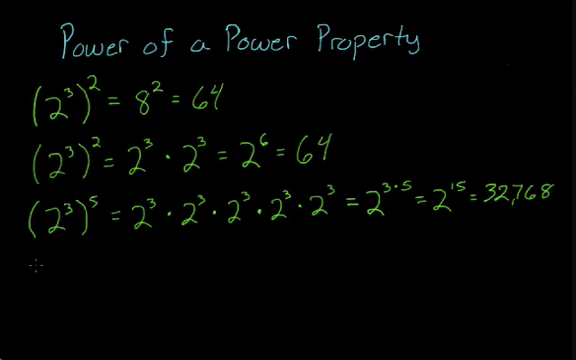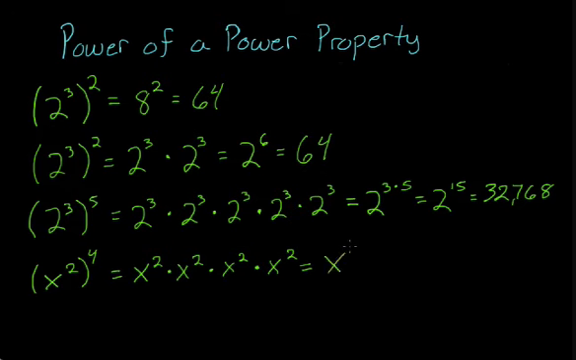So let's try this with a variable. Let's say we have x squared and we raise it to the 4th power. Then what would that be? Well, we just have x squared multiplied by itself 4 times. So that'll be x squared times x squared times x squared and finally times x squared. And so here we're going to have x to the 2 plus 2 plus 2 plus 2, or x to the 2 times 4, which is just x to the 8.